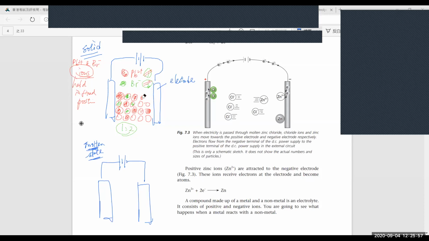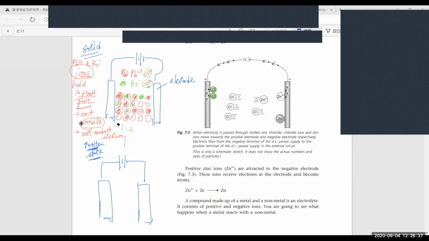And then what's next? What's next? Tell me. Yep, because they are held in a fixed position. So what happened? They will not move, right? They are held in fixed position, which means not moving. So in chemistry terms, we call it not mobile. Freely moving, mobile form, right? So they will not conduct electricity. Can you get my point?